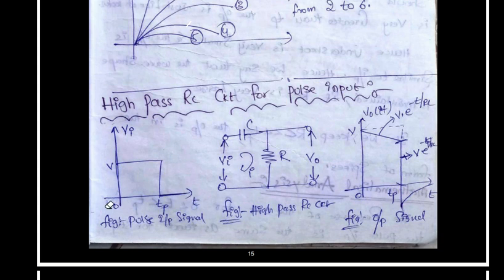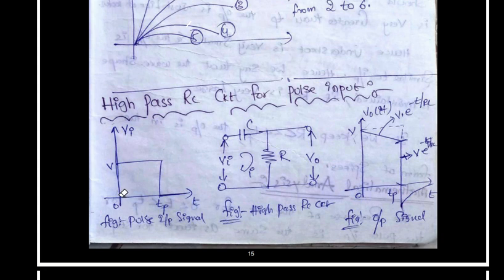Now, coming to the first case, that is for t less than 0, the input signal is 0. For the 0 input signal, the capacitor does not respond, and there is no flow of current through the resistor R. Therefore, we get the same 0 output for t less than 0. That means for t less than 0, the output signal response is also 0.